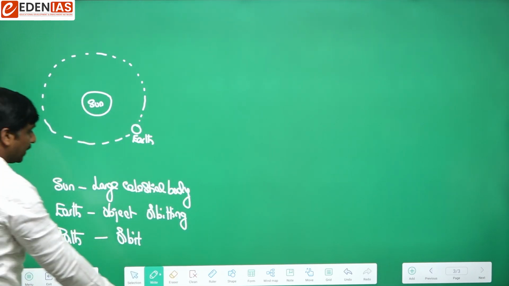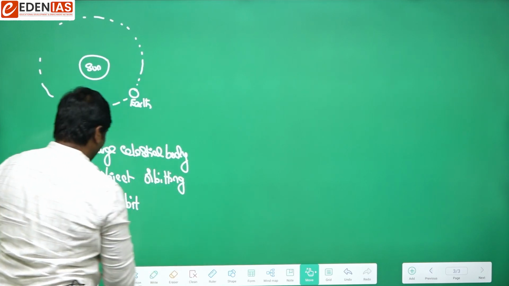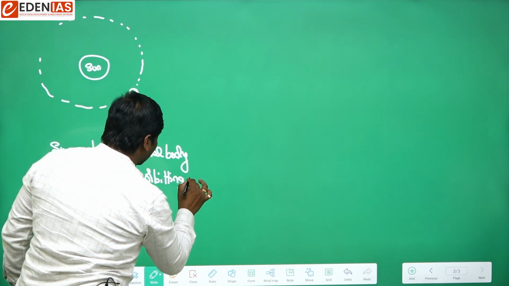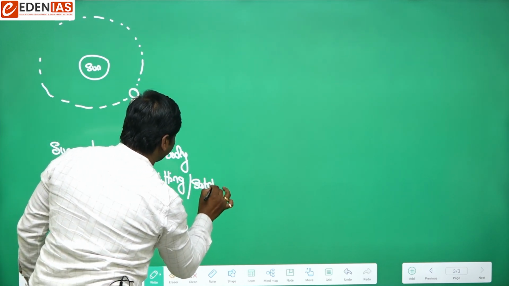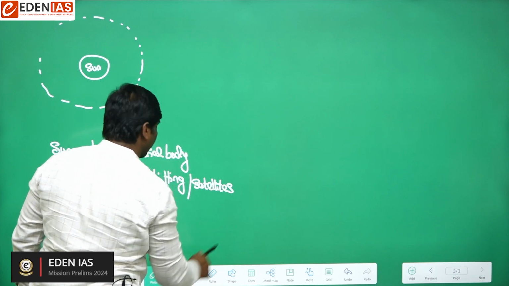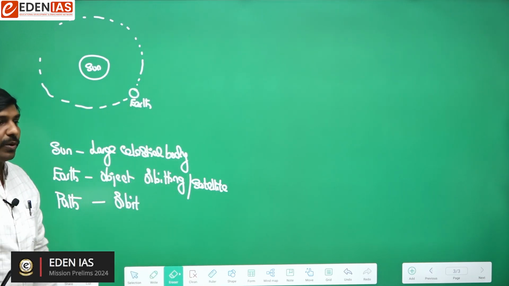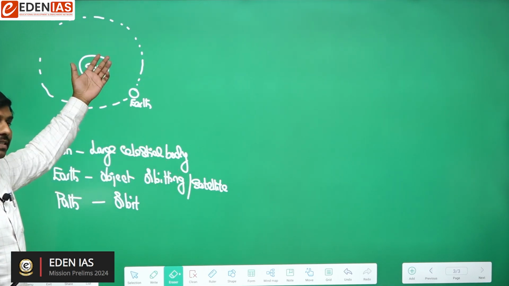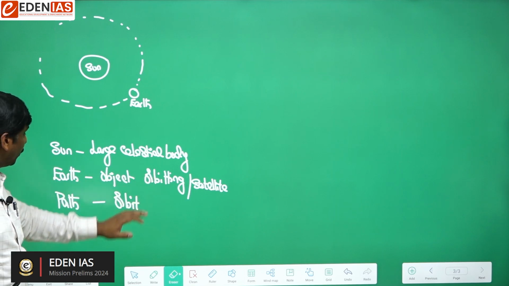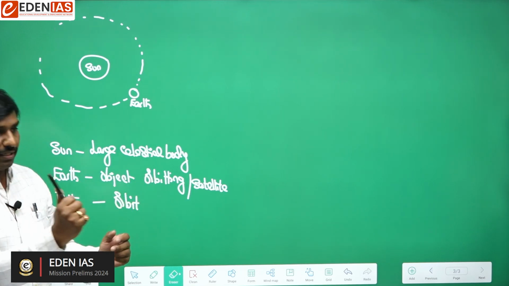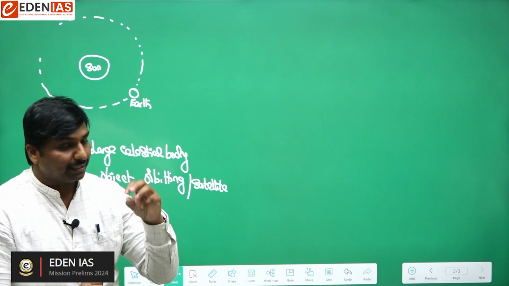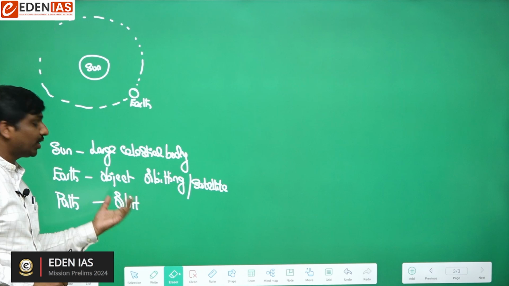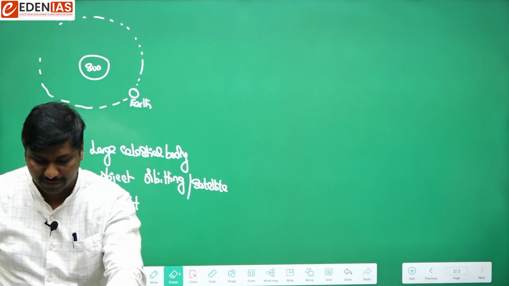So, orbit. Now, from this perspective, the Earth is orbiting, and the object that is orbiting is known as a satellite. Remember that. The basic thing is that for the Sun, Earth is the satellite. And what is the path followed by the Earth? It is a kind of curved path. The curved path used by the satellite is nothing but the orbit. These are some basic aspects that you have to understand.